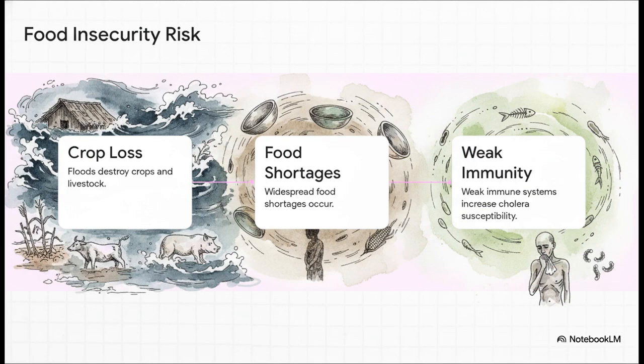This is a really crucial indirect linkage to understand. First, the physical floodwaters sweep through and destroy vital crops and livestock. Unsurprisingly, this inevitably leads to widespread local food shortages. Then, populations suffering from malnutrition experience severely weakened immune systems. This dramatically increases their physical susceptibility to infectious diseases like cholera. So you can see how the environmental destruction indirectly, yet incredibly powerfully, amplified the health threat.